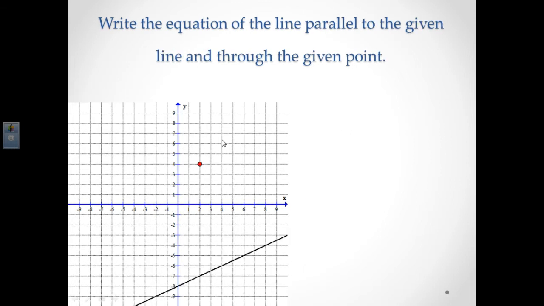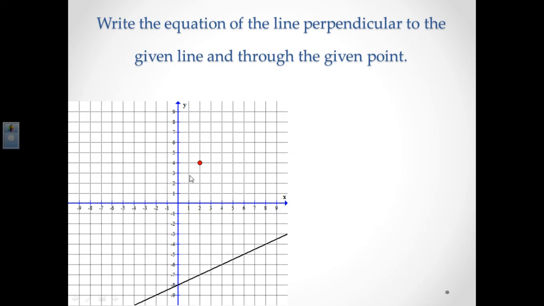Once again, here's your given point, here's your given line. So go ahead and write the equation of the line parallel to the given line and through the given point. Pause the video and then turn it back on to see how you did. All right, so the answer that you should have come up with is y equals 1/2 times the quantity x minus 2, plus 4.